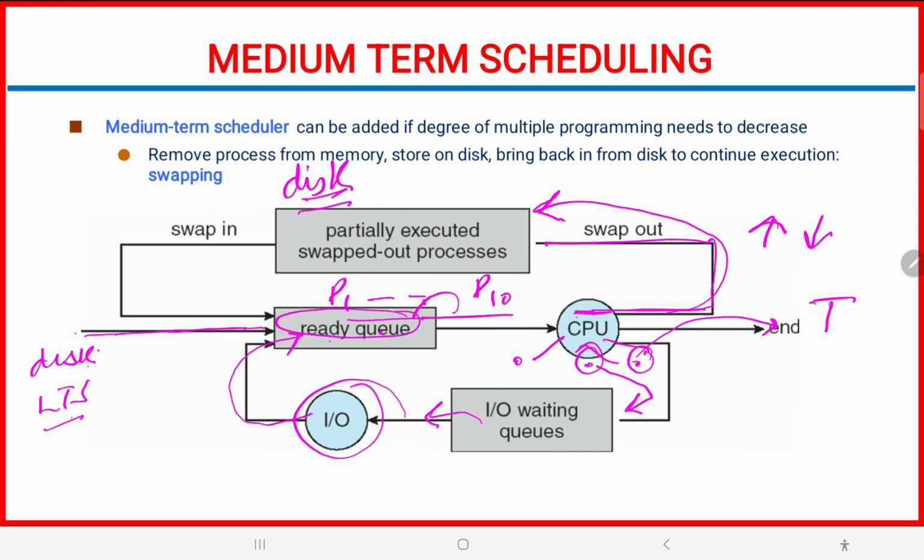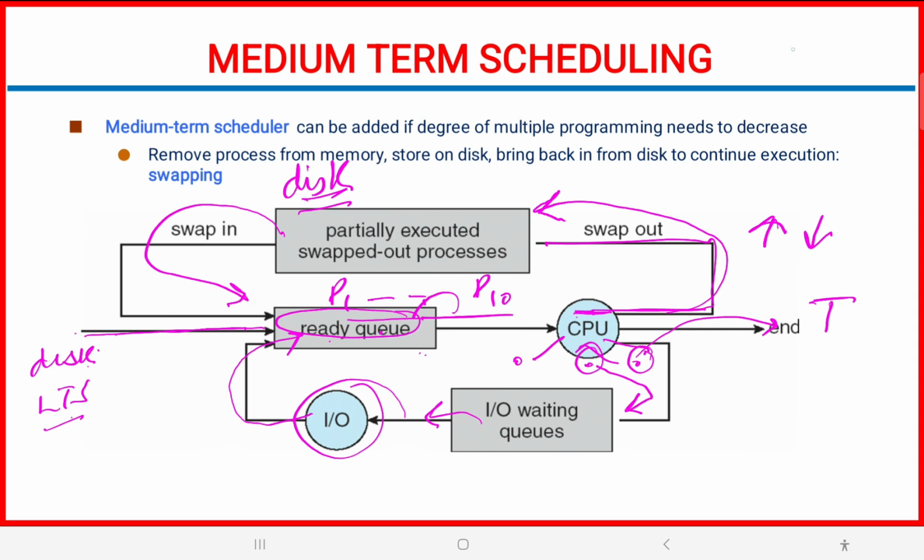Later on, when it is observed that the degree of multiprogramming has reduced, or an ample amount of memory is free, these partially executed processes are swapped in from the disk and placed on the ready queue, and now they can complete their pending execution. I hope you got the idea. The medium-term scheduler is controlling the degree of multiprogramming. It swaps in or swaps out processes depending upon the availability of space in the main memory.